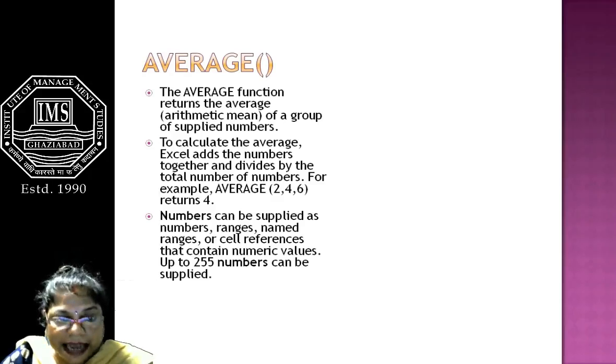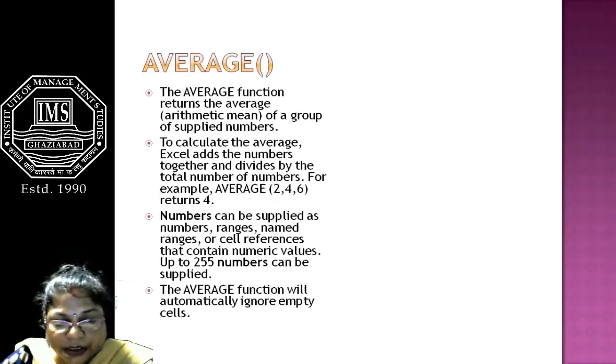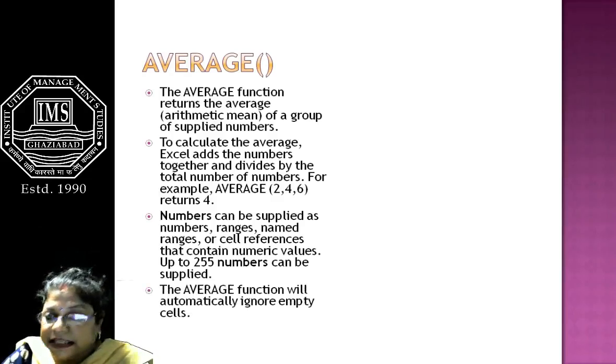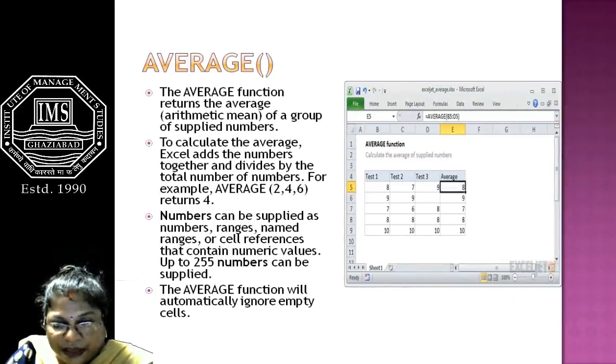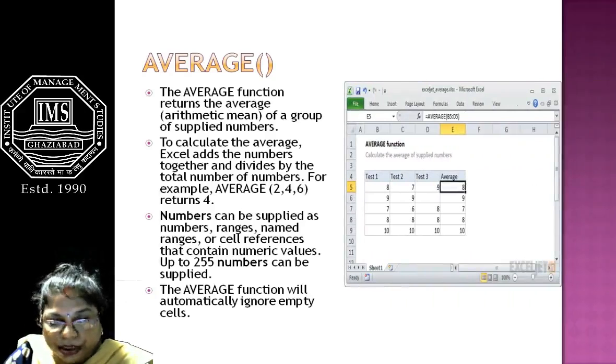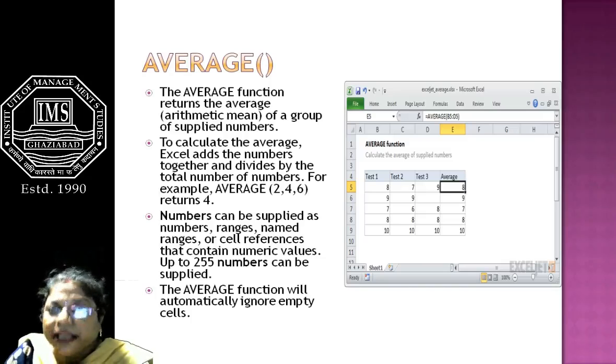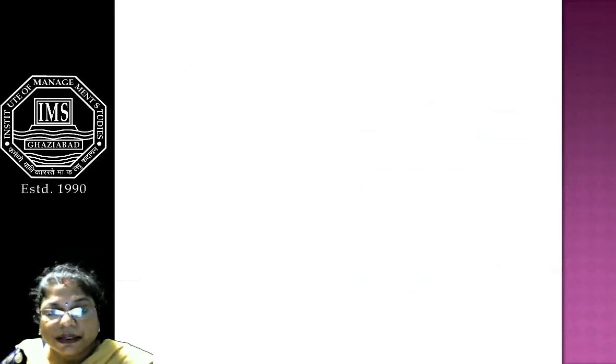Numbers can be supplied as numbers, ranges, named ranges, or cell references that contain numeric values; up to 255 numbers can be supplied. The average function will automatically ignore empty cells in between. So if we find that there is an empty cell in between whatever range we have supplied as a parameter, then it is going to ignore that particular empty cell, and calculate the average of the filled numeric values.